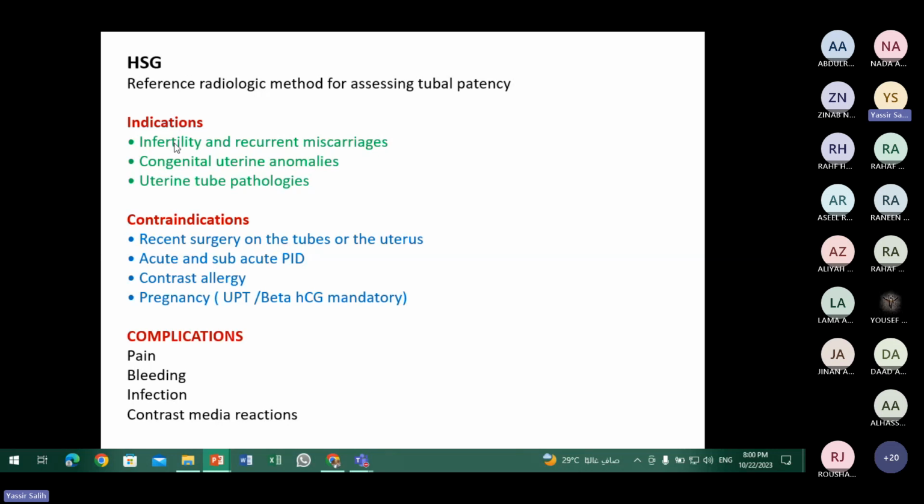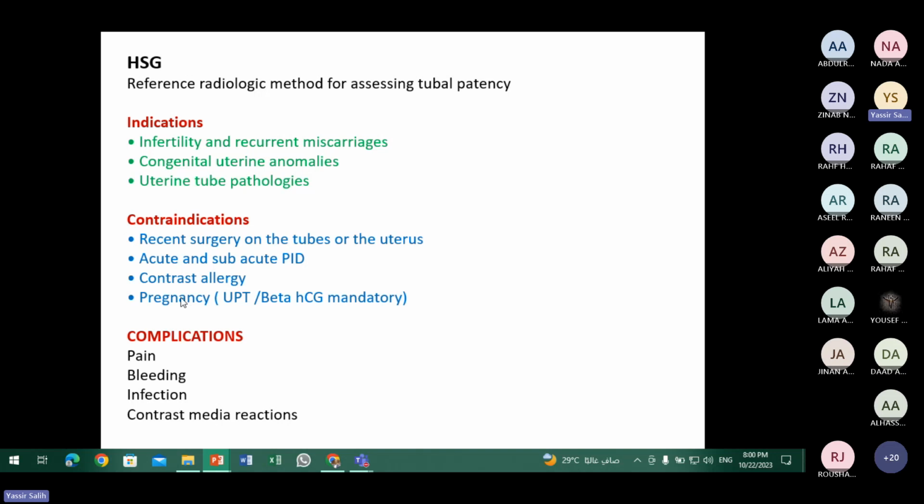The most important indication is infertility, which is the most common, and to assess recurrent miscarriages, and in case of congenital uterine anomalies, or uterine blocks or blockage, uterine tube pathologies. All these are indications, and there are other indications. The contraindications include a recent surgery, or a severe pelvic inflammatory disease, acute or subacute, and the most important is pregnancy.